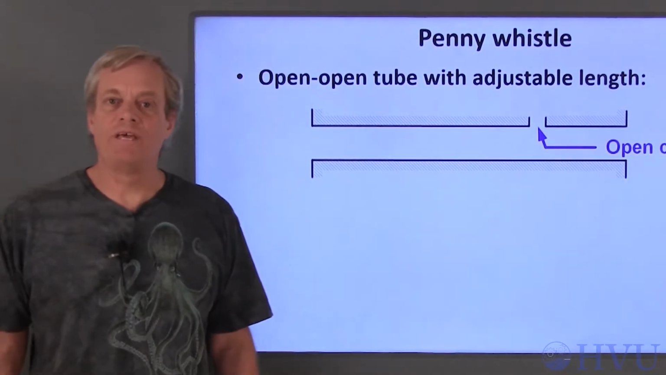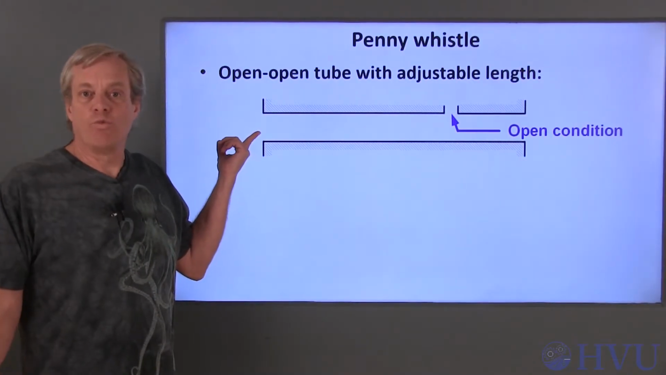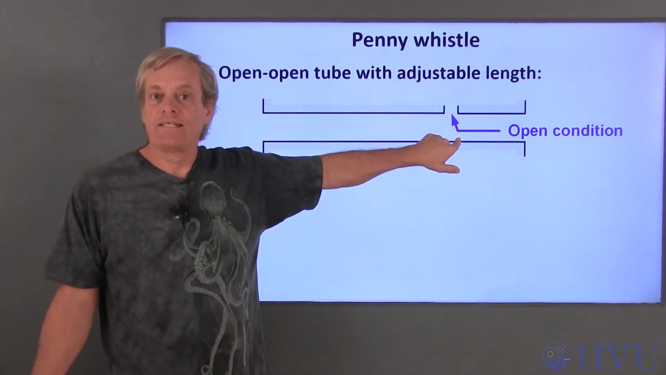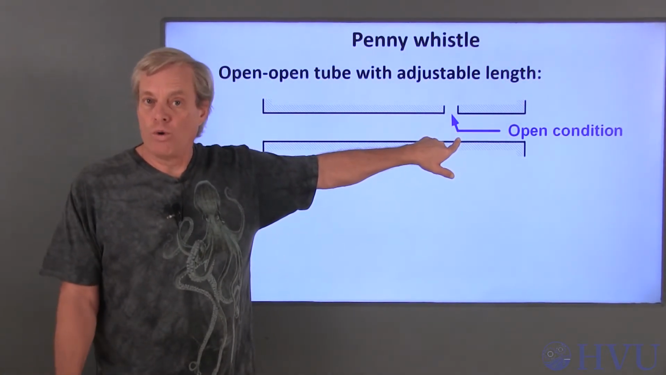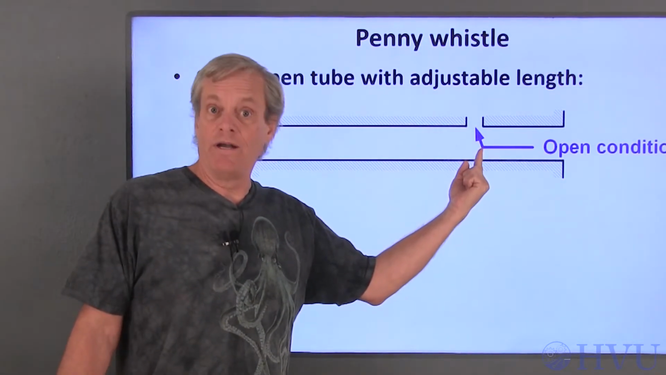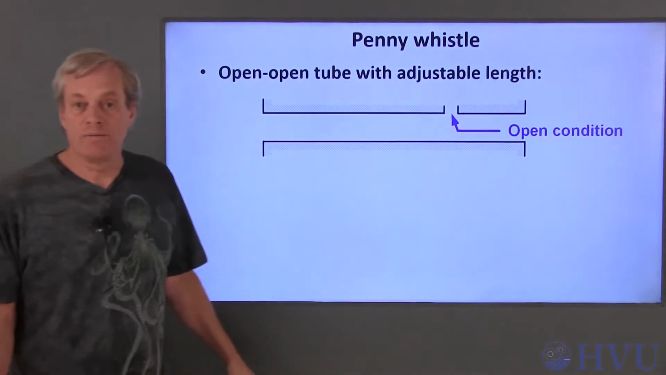The penny whistle behaves like an open duct with a variable length. The fipple counts as one open end, just as with the slide whistle. The other open end is set by the position of the open hole in the penny whistle. So if I cover up all of the holes except for this one, this will look like an open condition. The duct to the right of this point becomes unimportant.